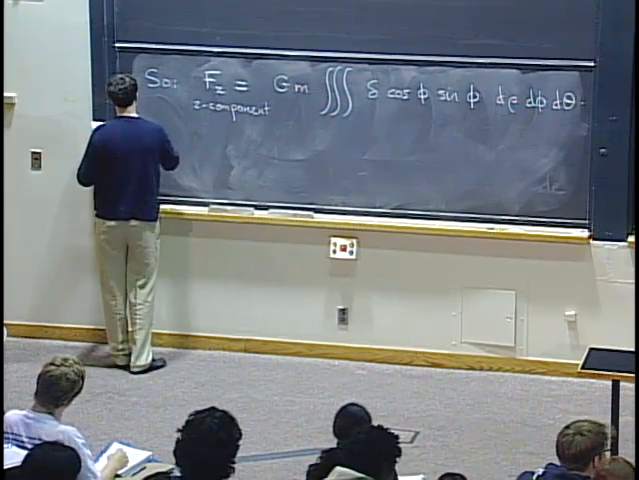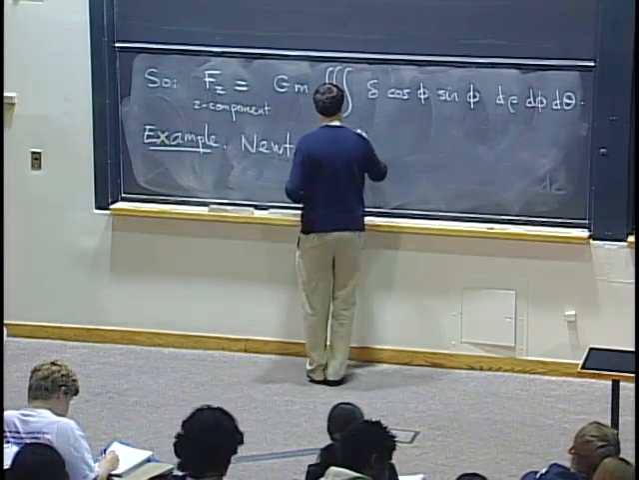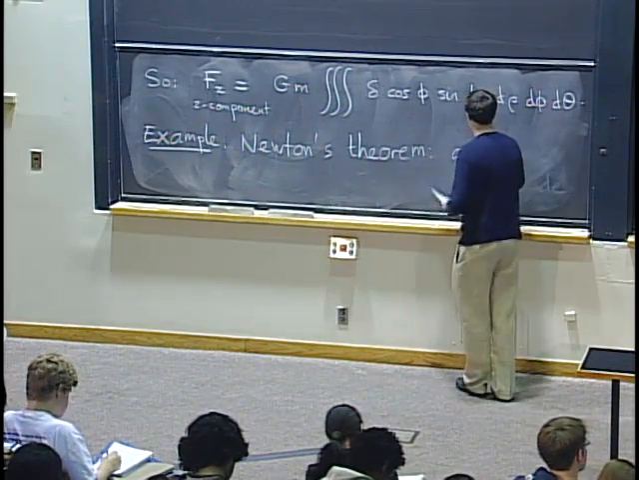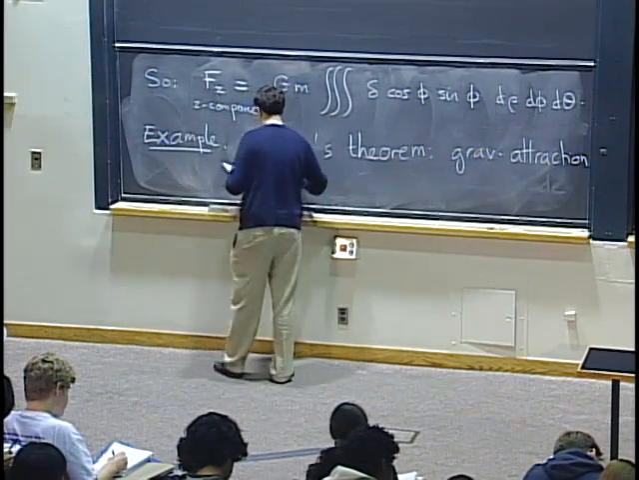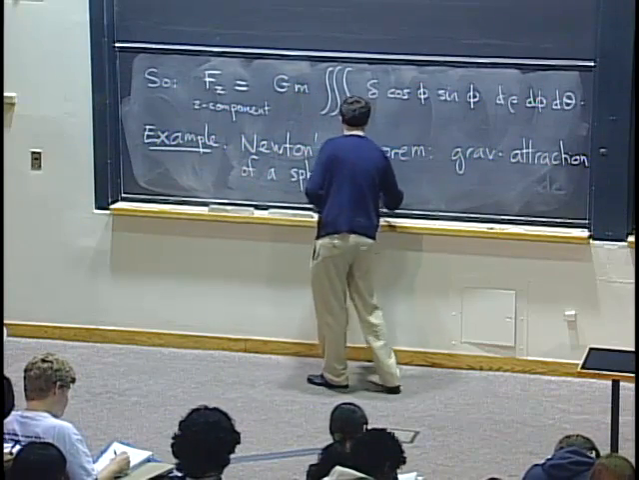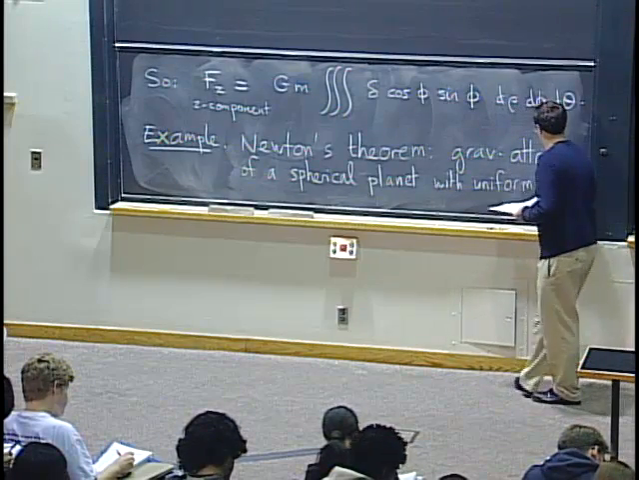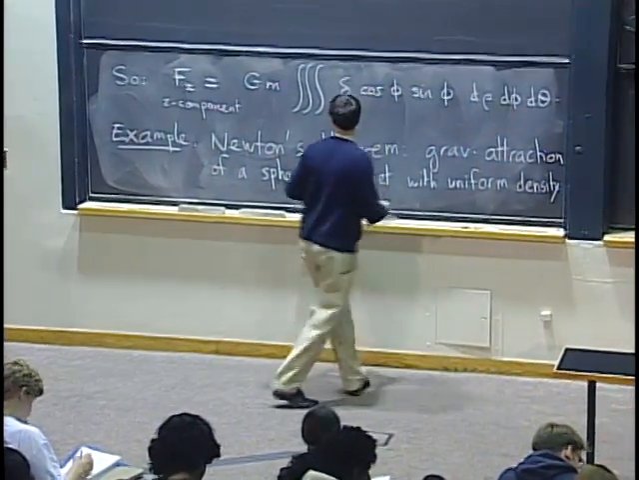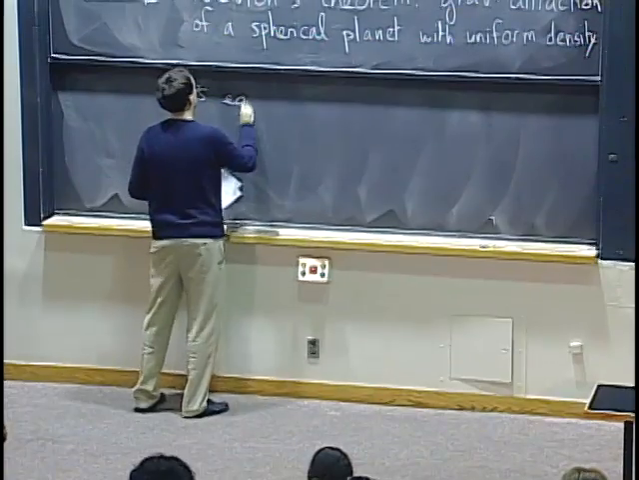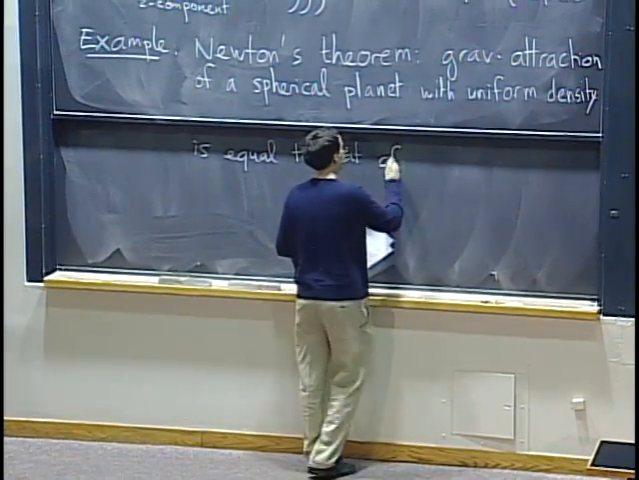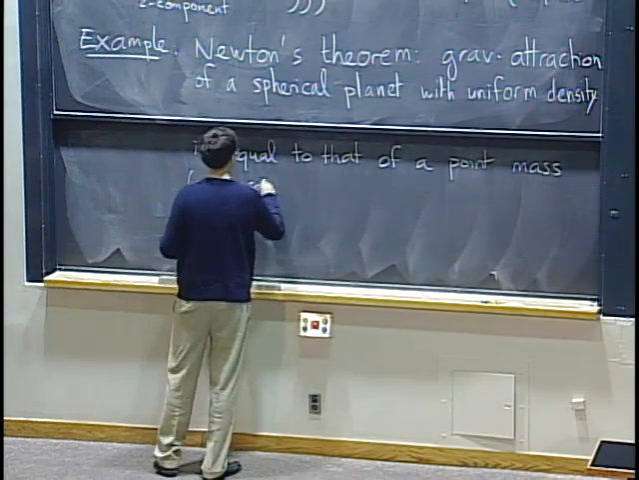Okay, so just to give you an example of what you can prove in this way, you can prove Newton's theorem, which says the following thing. It says the gravitational attraction of a spherical planet, I should say with uniform density, or actually, it's enough for the density to depend just on distance to the center, but let me just simplify the statement, is equal to that of a point mass with the same total mass at its center.